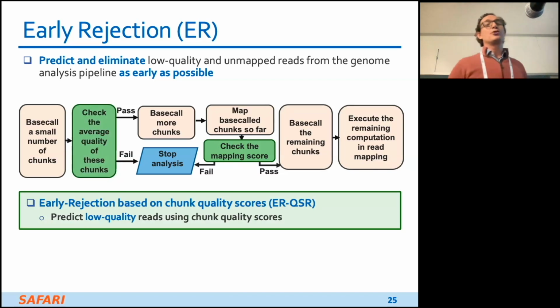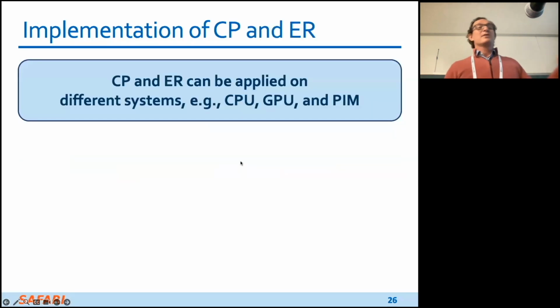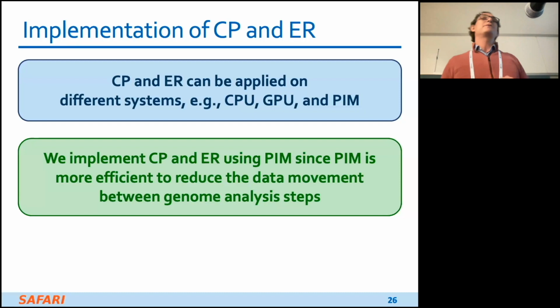Basically there are two places where we can do early rejection. We can predict low quality reads using chunk quality scores over here. And we can predict unmapped reads using chunk mapping scores over here. Okay, so this idea actually is more general than processing in memory. It can be applied on CPUs, GPUs, and processing in memory. But we use processing in memory because, as we've been talking about, it's really the state of the art in terms of performance and energy.